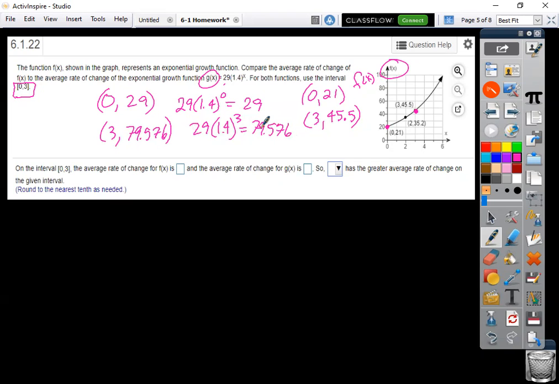Okay, so now what's the slope here? And what's the slope here if you are doing those two problems? For my slope, my average rate of change, I'll take my 45.5 and take away my 21 for how much my y changed, and then my 3 minus my 0. On the calculator, 45.5 minus 21 gives 24.5, divided by the 3 in the denominator, and I come up with 8.16 repeating.